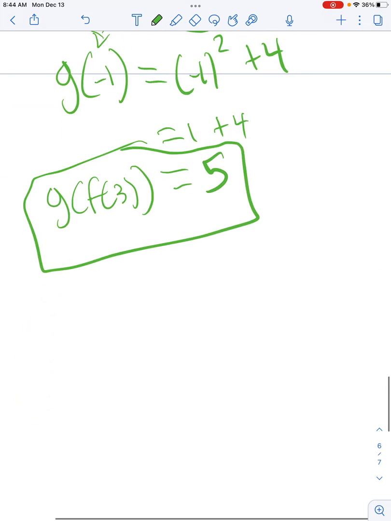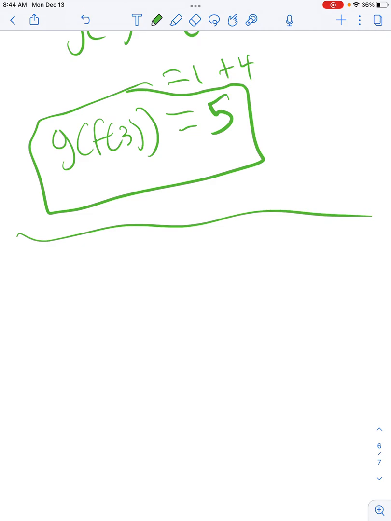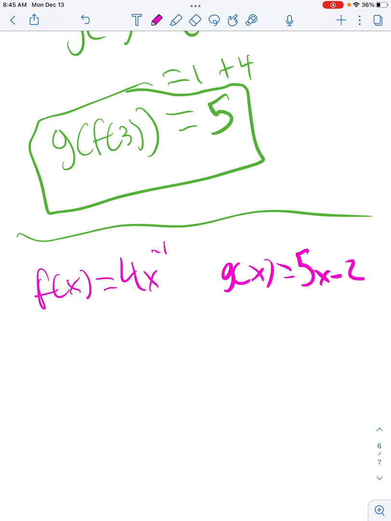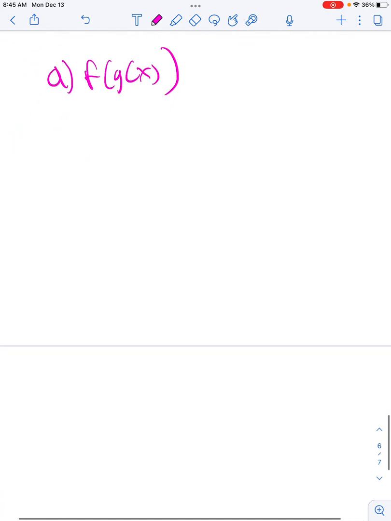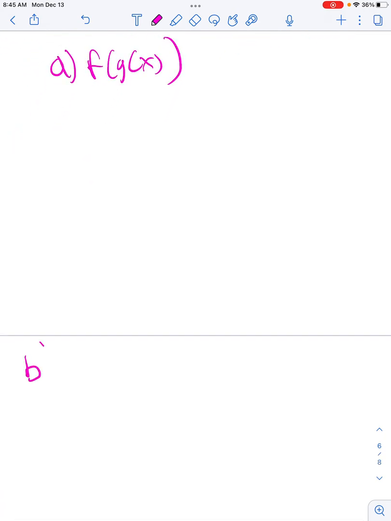One more example of those. f of x equals 4x to the -1st. g of x equals 5x minus 2. We want to find f of g of x. That's very similar to what we just did. And then we also want to find g of f of x.